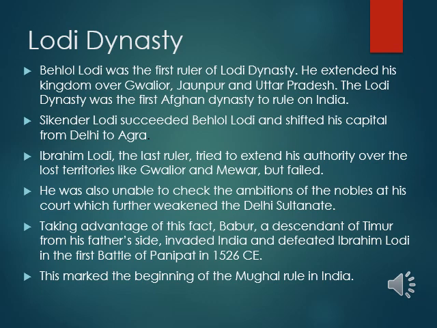Ibrahim Lodi, the last ruler, tried to extend his authority over the lost territories like Gwalior and Mewar but failed. He was also unable to check the ambitions of the nobles at his court, which further weakened the Delhi Sultanate. Taking advantage of this, Babur, a descendant of Temur from his father's side, invaded India and defeated Ibrahim Lodi in the first battle of Panipat in 1526 CE. This marked the beginning of Mughal rule in India and the end of the Delhi Sultanate.